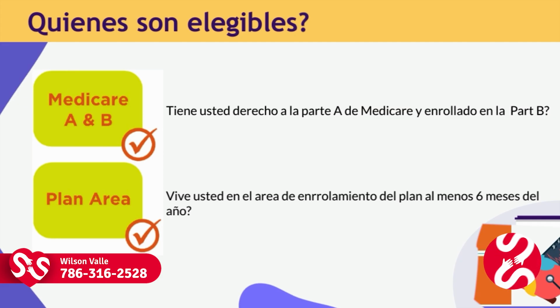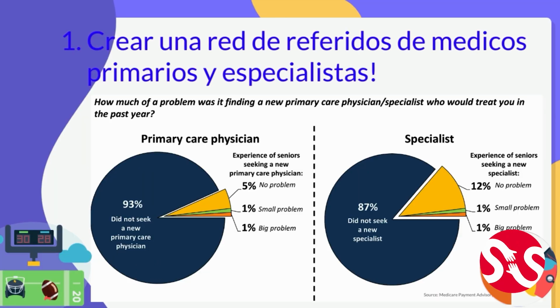So what is important to keep in mind when starting in this Medicare Advantage business? How does Medicare Advantage sales work? Number one, it is important to build a referral network with primary care doctors and specialists. As we see in the graph, 93% of people who were on Medicare did not want to change their primary care doctor. 87% did not want to change their specialist. They didn't even think about it. We're talking about a 93% and an 87% retention rate.